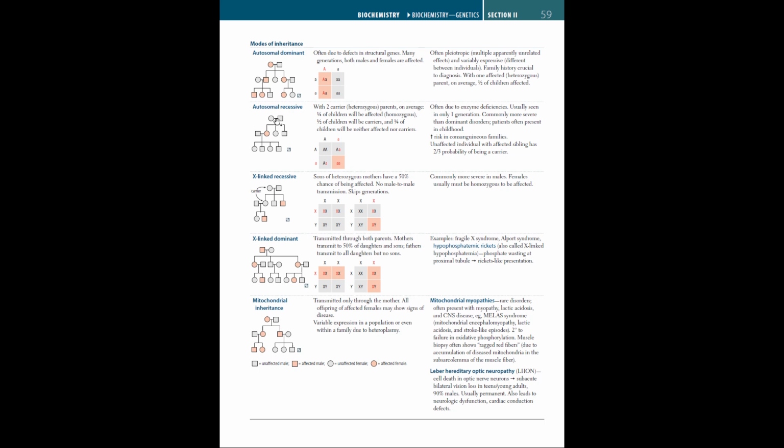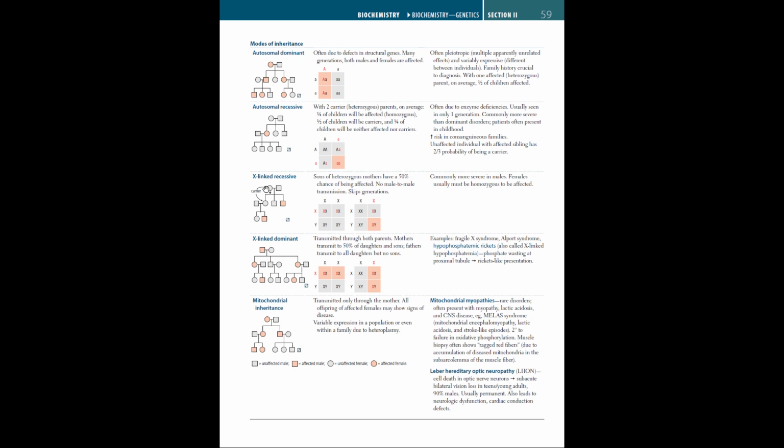Then there's autosomal recessive, with two carrier heterozygous parents. On average, one-fourth of children will be affected (homozygous), half of children will be carriers, and one-fourth of children will be neither affected nor carriers, or basically 25%. Now, autosomal recessive inheritance is often due to enzyme deficiencies, usually seen in only one generation, and commonly more severe than dominant disorders. Patients often present in childhood. There's increased risk in consanguineous families. An unaffected individual with an affected sibling has a 2/3 probability of being a carrier.